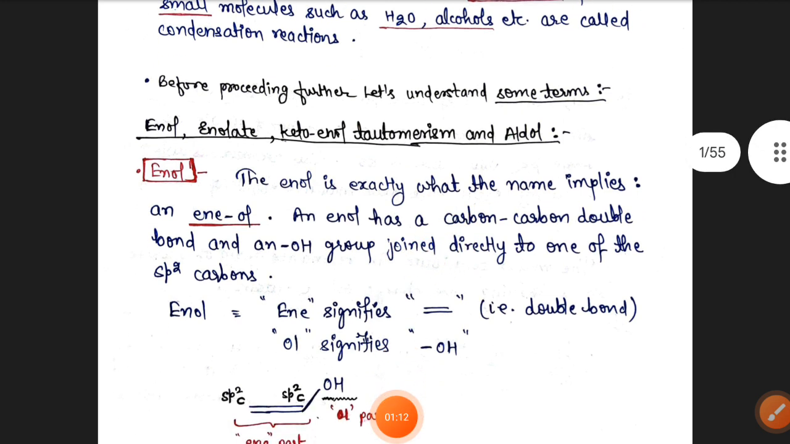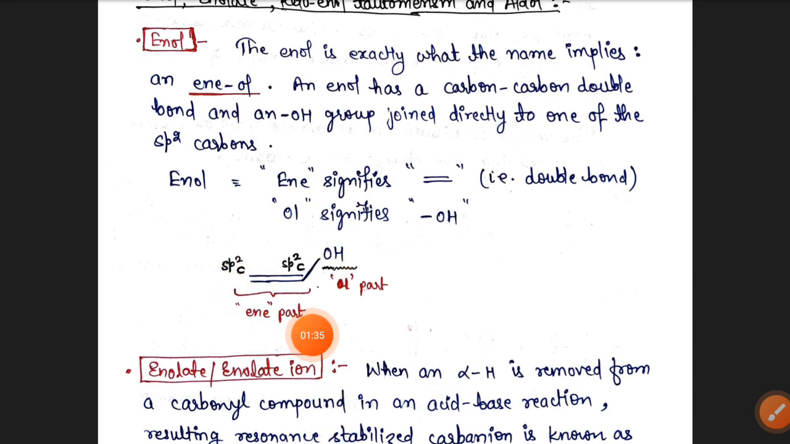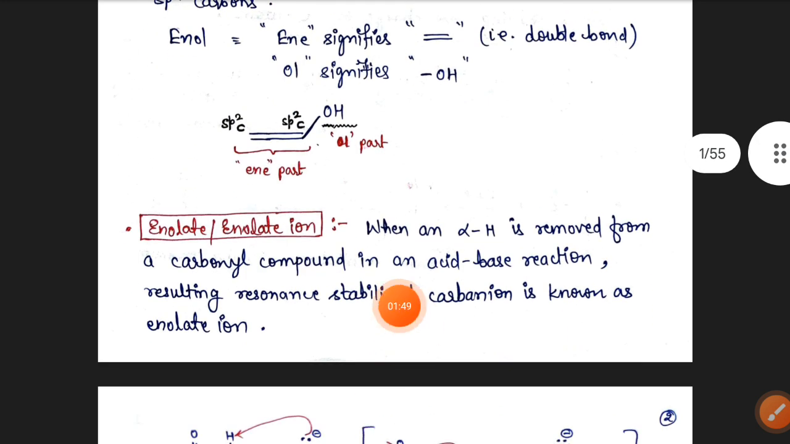First of all you have to know what an enol is. The enol is exactly what the name implies: "en" means a double bond and "ol" means OH. So an enol has a carbon-carbon double bond and an OH group joined directly to one of the sp2 carbons. This is the structure: a double bond, whose sp2 carbon is attached directly to the OH group. This is an enol.